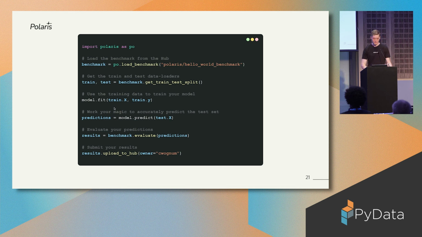Then once you have those data loaders, you can train your model. This is really where machine learning scientists can work their magic. They come up with a way to predict the labels of the test set. And then again, with one line of code, we can evaluate the predictions. And with yet another line of code, we can upload those predictions to the hub.